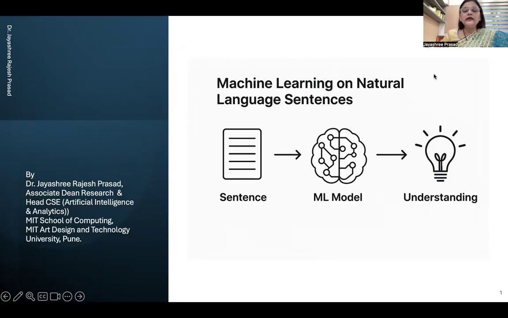So, by analyzing thousands of sentences, the machine learning model learns patterns like how words relate, what emotions they carry, and what actions they imply. So, when we type a sentence like, "I love this song," the system doesn't just see words, it recognizes that this is a positive emotion. And that's how machine learning bridges the gap between human expression and machine intelligence.